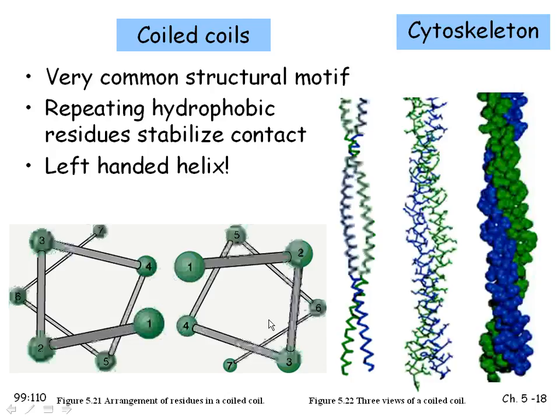Now what's interesting is the coiled coil itself is a left-handed helix. So we know that the alpha helices themselves are right-handed, but here you have a picture of a coiled coil. So the blue is one alpha helix, the green is another alpha helix, but when they twist around each other to make a coiled coil, that's a left-handed helix, a 2-start left-handed helix. Any questions about that?